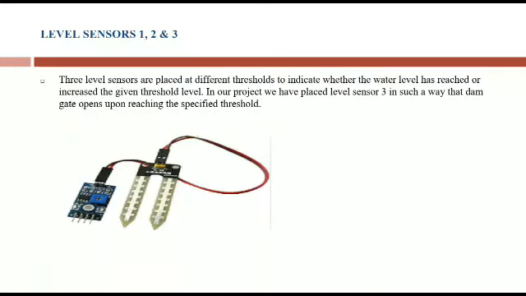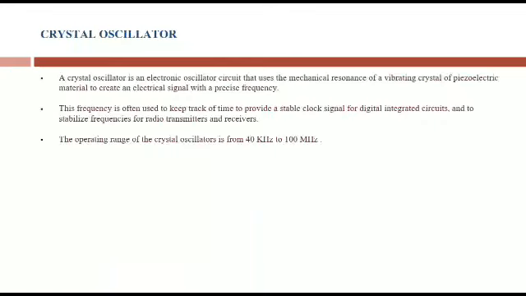Level sensors 1, 2 and 3. Level sensors detect the level of liquids and other fluids. We have placed them at 3 different levels. Our sensors are nothing but 2 probes which are internally connected with some resistance. When they get short, resistor drops the voltage and sends information.